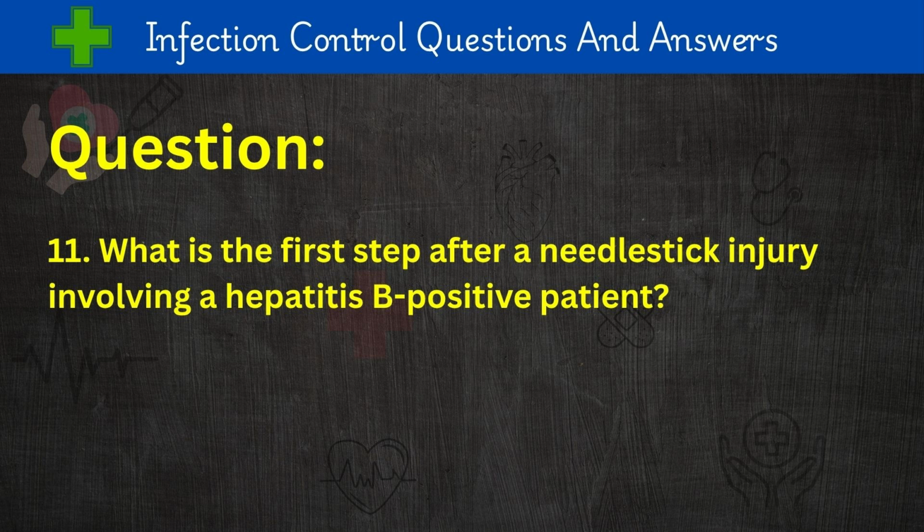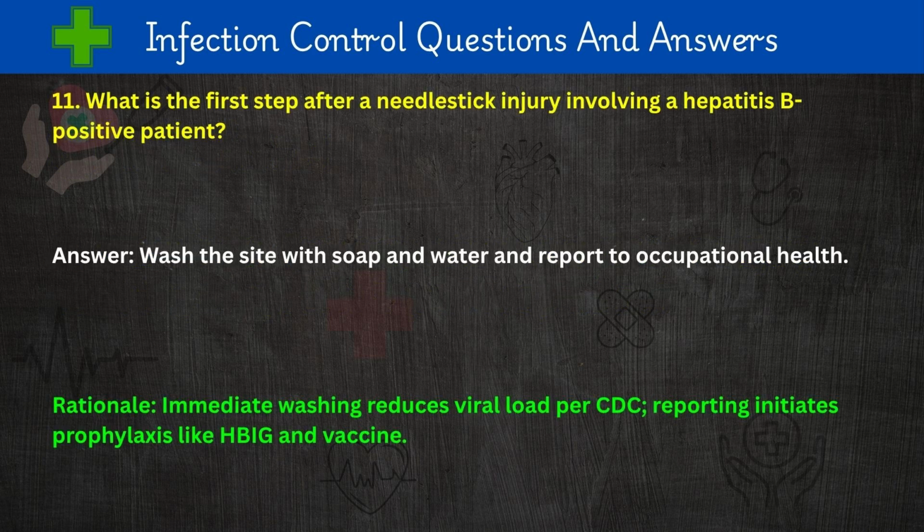11. What is the first step after a needlestick injury involving a hepatitis B positive patient? Answer. Wash the site with soap and water and report to occupational health. Rationale. Immediate washing reduces viral load per CDC. Reporting initiates prophylaxis like HBIG and vaccine.